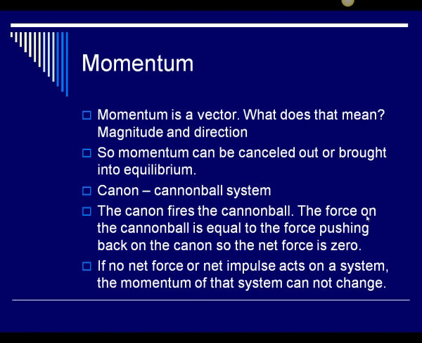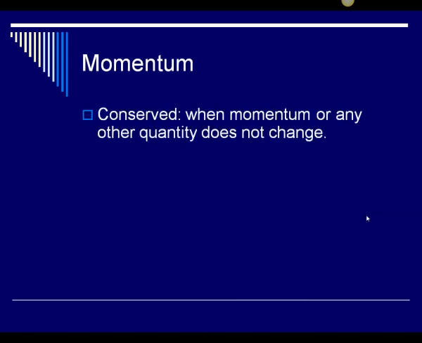We've talked about conserved, and we're going to get more into conserved when we get to the energy section after spring break. Conserved is when momentum or any other quantity does not change. So we're talking about conservation of momentum. Whatever momentum you start with will equal the momentum you end with. And they might not be in the same ratios. You might have more velocity on one side, or more mass on the other side, or something like that to balance it out, but it'll always balance.